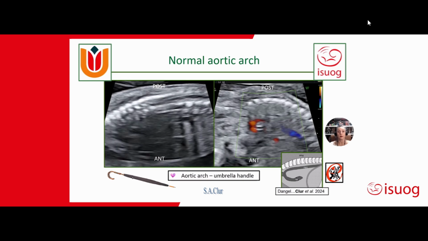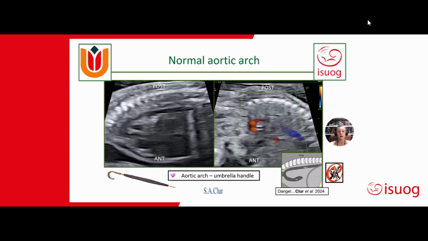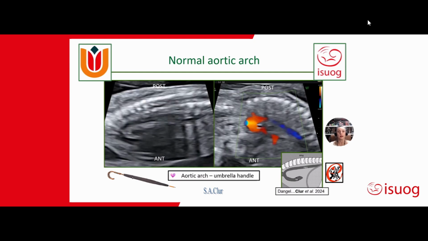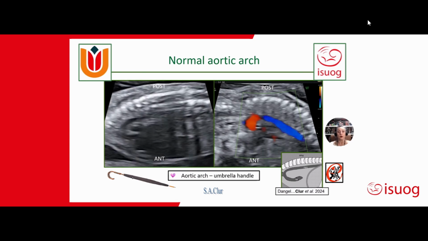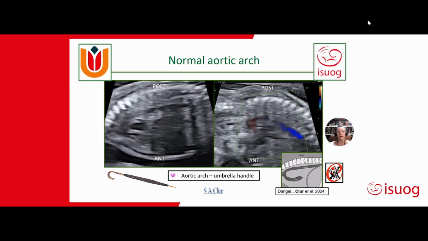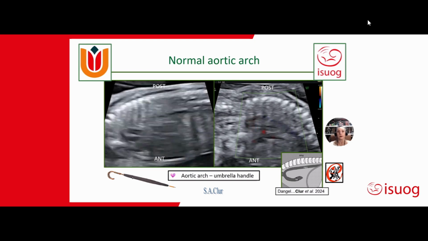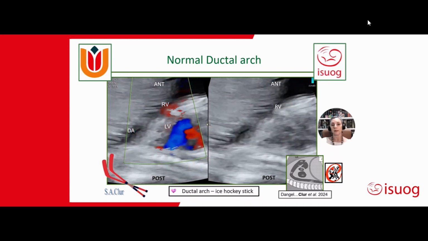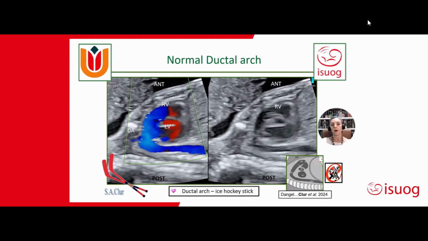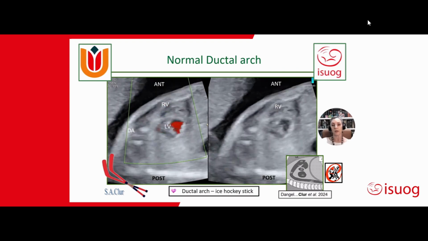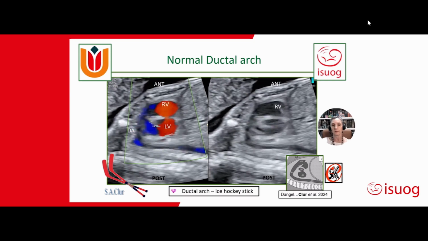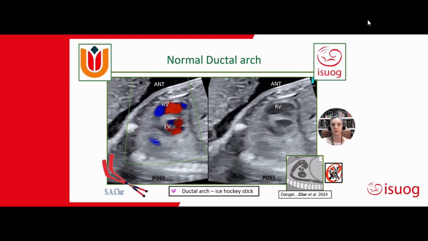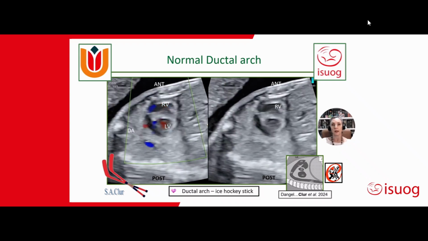It can be difficult, but it is important to also view your aortic arch and your arterial duct in the sagittal plane. You will see here that the normal aortic arch has a more curved shape, like the umbrella handle or the staff of Saint Nicholas. The sagittal view of the ductal arch shows that it has a more hockey stick-like shape and does not have the curved, rounded umbrella handle appearance that we see in an aortic arch.